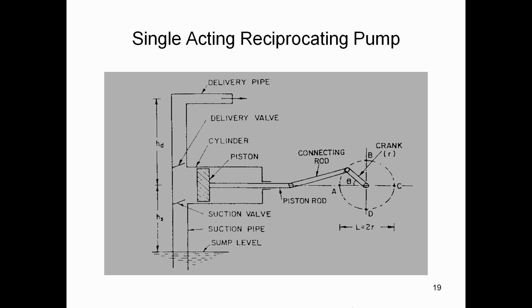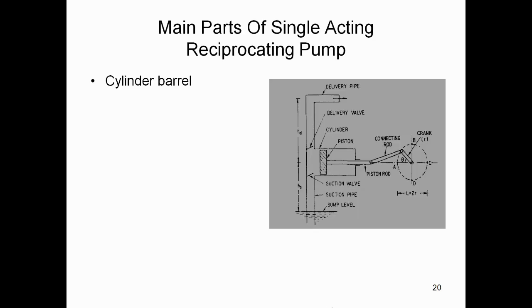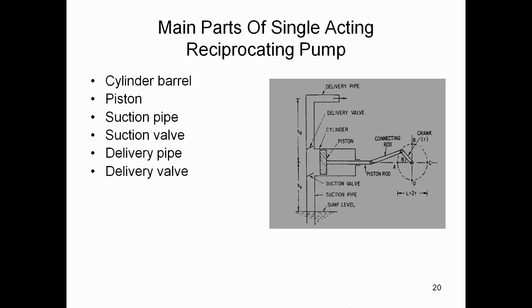crank mechanism. Connecting rod and crank mechanism, and the fourth one will be suction pipe with suction valve. Okay, so we can see here at the bottom, suction pipe with suction valve. And the fifth one is delivery pipe, at the top we can see. So delivery pipe with delivery valve. Okay, so all these are the main parts of a reciprocating pump.